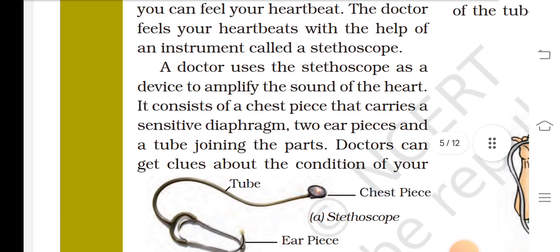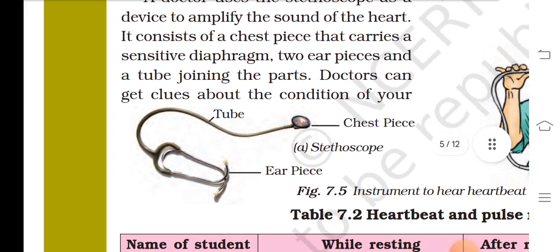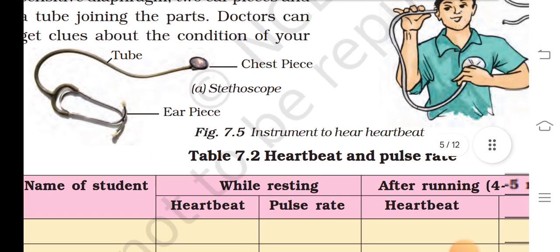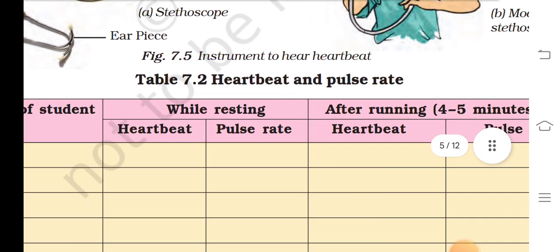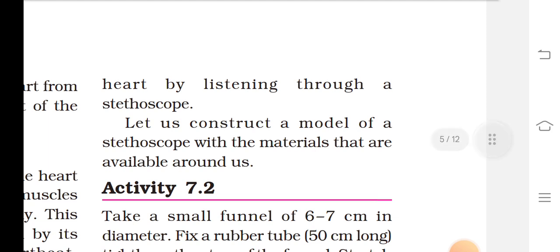Doctors feel your heartbeat with the help of an instrument called a stethoscope. A stethoscope is a device to amplify the sound of the heart. It consists of a chest piece that carries a sensitive diaphragm, connected to ear pieces by a tube joint. The doctor can get clues about the condition of your heart by listening through the stethoscope.